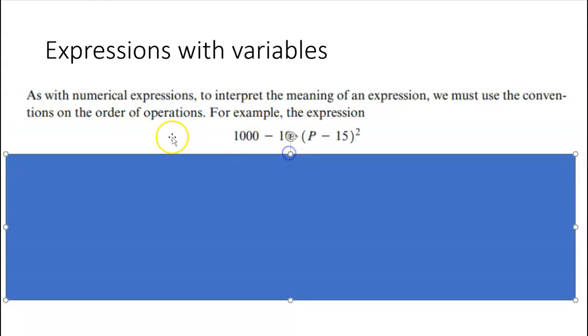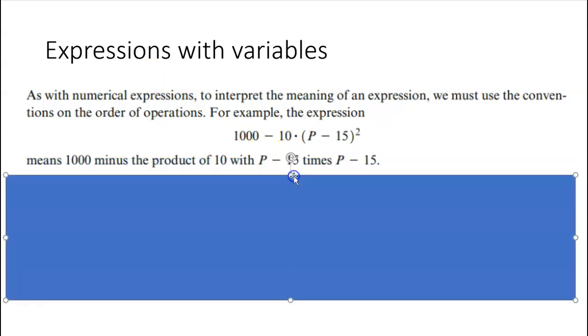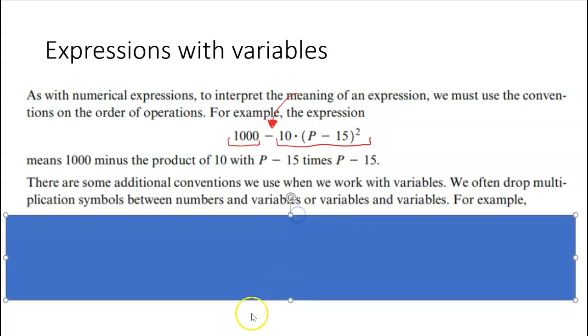So when we have 1,000 minus 10 times (p minus 15) squared, we can evaluate it the same kind of way, where last time we looked at the addition or subtraction that separates all the other parts. We've got 1,000 minus the product of 10 times (p minus 15) squared, or (p minus 15) times (p minus 15). So there are some additional conventions we can use.